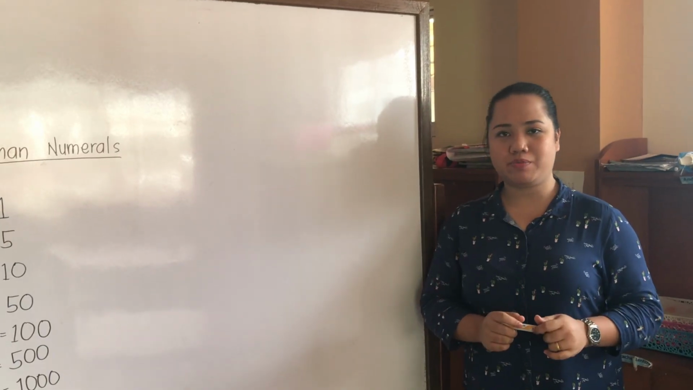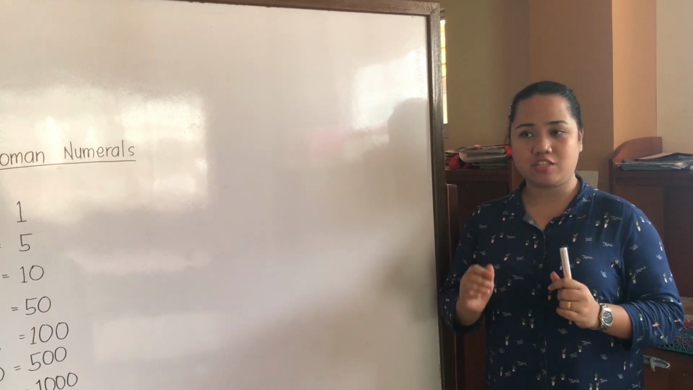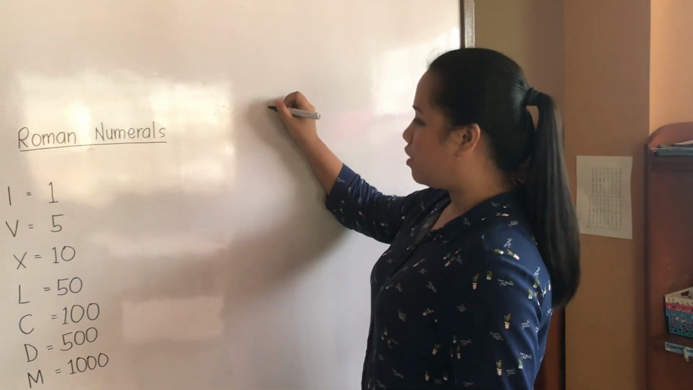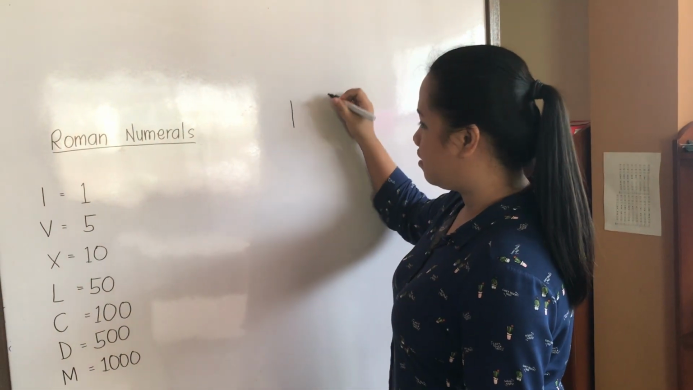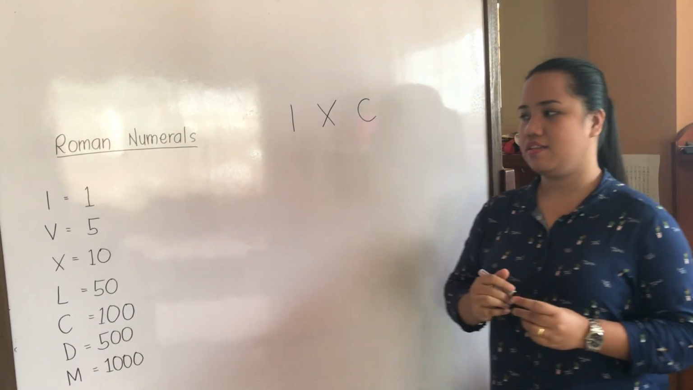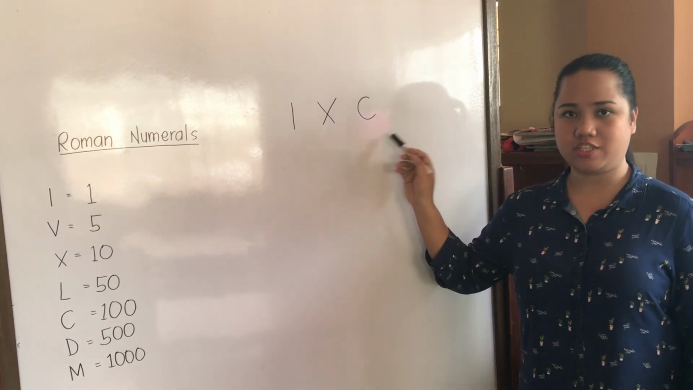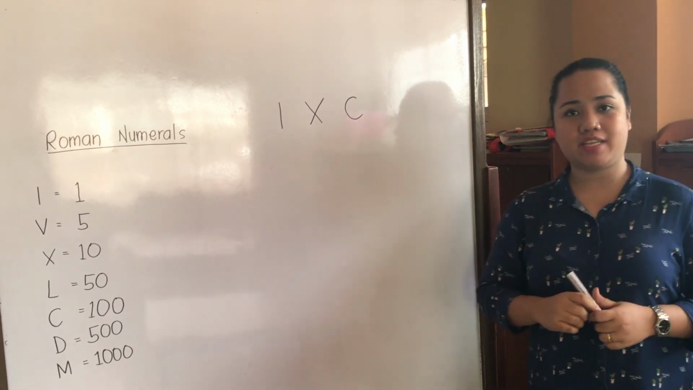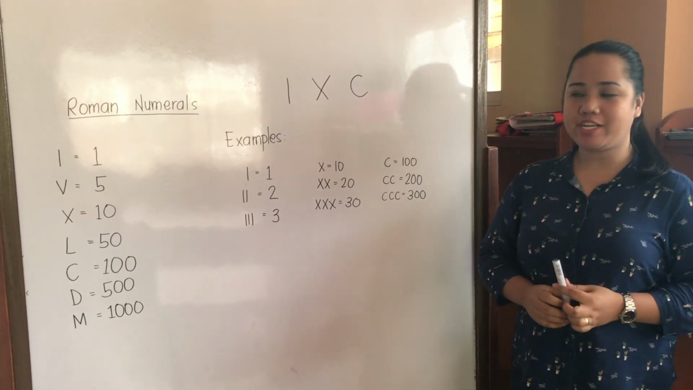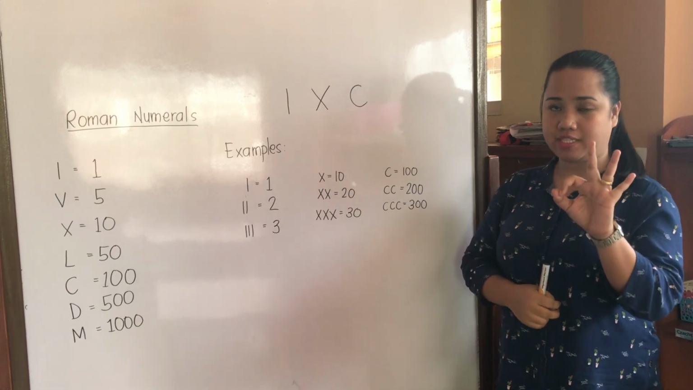Okay, so in Roman numerals, there are things that you really have to be familiar with, and especially the rules. Okay, so rule number 1, the Roman numerals I, X, and C, which is 1, 10, and 100, can only be repeated for 3 times only. Okay, so here are the examples of I, X, and C being repeated for 3 times only.